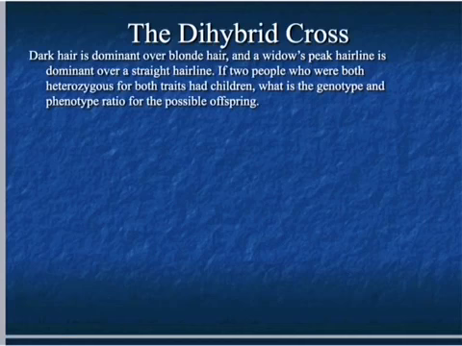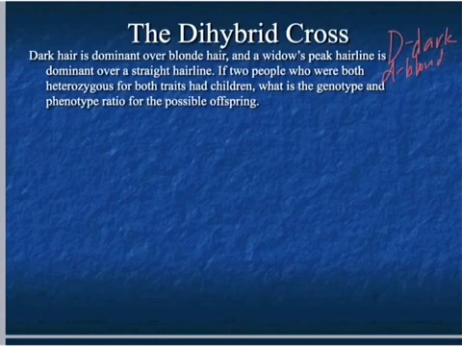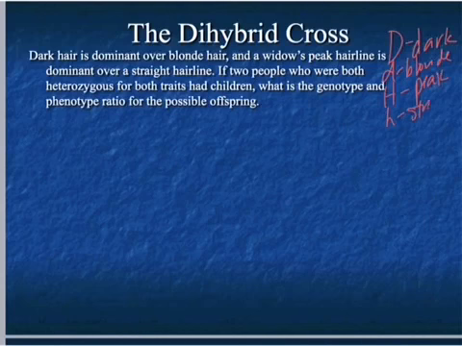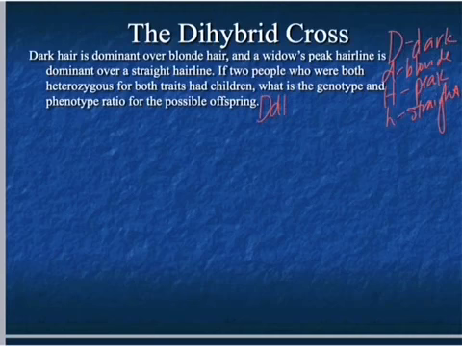So it says dark hair is dominant over blonde hair. So dark, dominant over blonde. And widow's peak hairline is dominant over straight. So let's use an H. So a peak is dominant to straight. If 2 people who are both heterozygous for both traits had children, what are the genotypes and phenotype ratios for the possible offspring? So we're heterozygous for both traits. We're heterozygous for color, and we're heterozygous for hairline. It says both people are heterozygous for both.